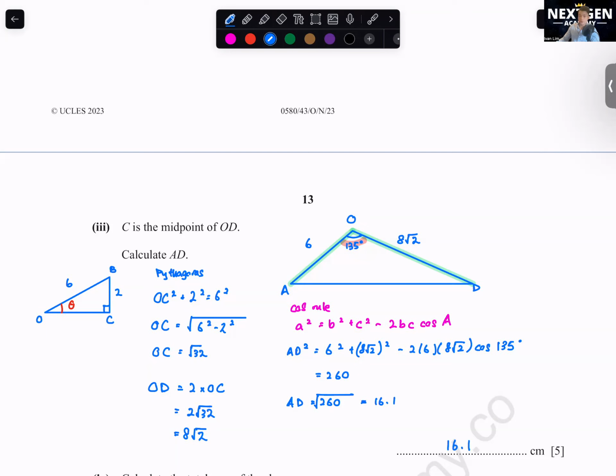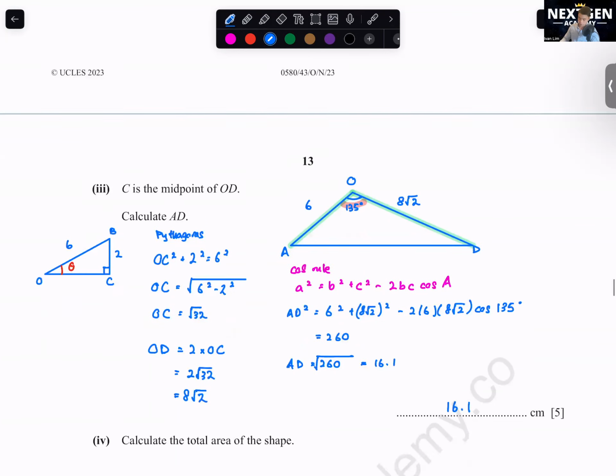Cos rule, anyone not clear on how to use cos rule? Okay, all good, huh? Okay, let's go to question 4.